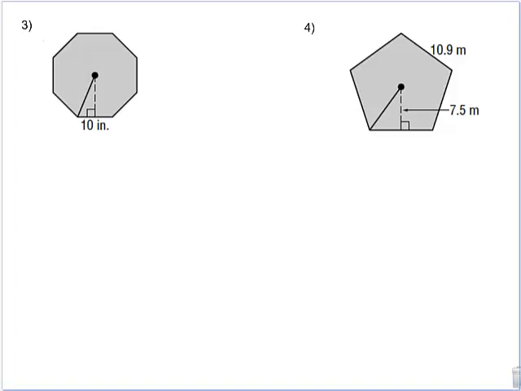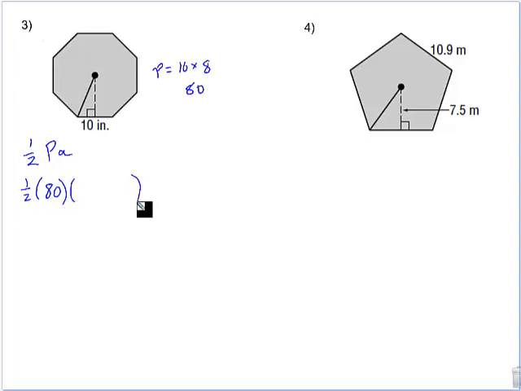Okay. So what type of shape is 3? That is an octagon. Each side is 10, so the perimeter is 80. All right, so if we think of 1/2 perimeter times apothem, the perimeter would be 10 times 8, or 80.